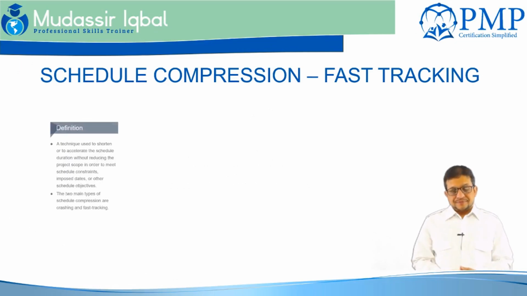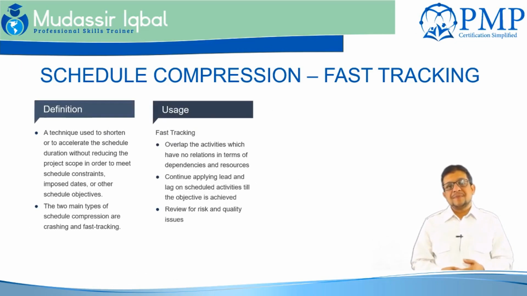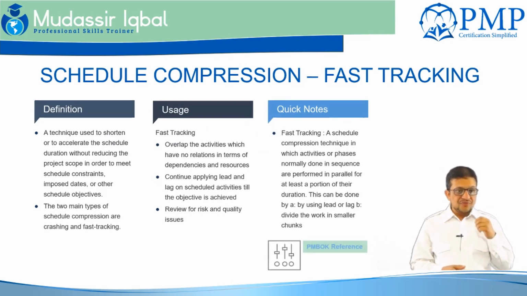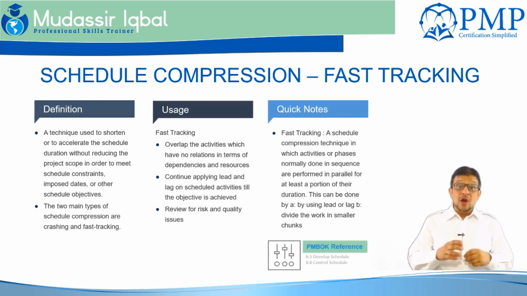Fast tracking, another schedule compression technique. This will be used when you are doing control schedule and develop schedule. This is helpful again on a critical path. To do fast tracking, obviously you cannot remove the mandatory dependency, but you may be able to remove some subjective or soft logic.